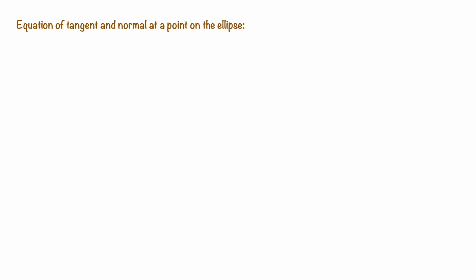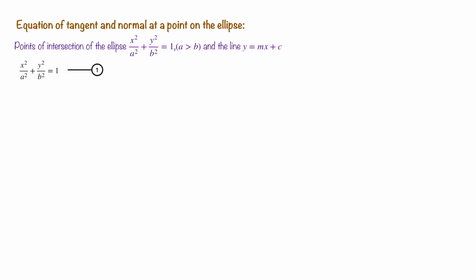Now, we are going to look at the equation of a tangent and normal at a point on the ellipse. First, let us try to understand points of intersection of a given standard ellipse and a line. So let me consider the standard ellipse equation x square by a square plus y square by b square equal to 1. Let me call it equation 1, and the line in slope intercept form y equal to mx plus c, let me call it 2. Let us solve for points of intersection of 1 and 2. What we do? We simply plug in y equal to mx plus c for y in equation 1. We end up with this expression: x square by a square plus (mx plus c) whole square by b square equal to 1.